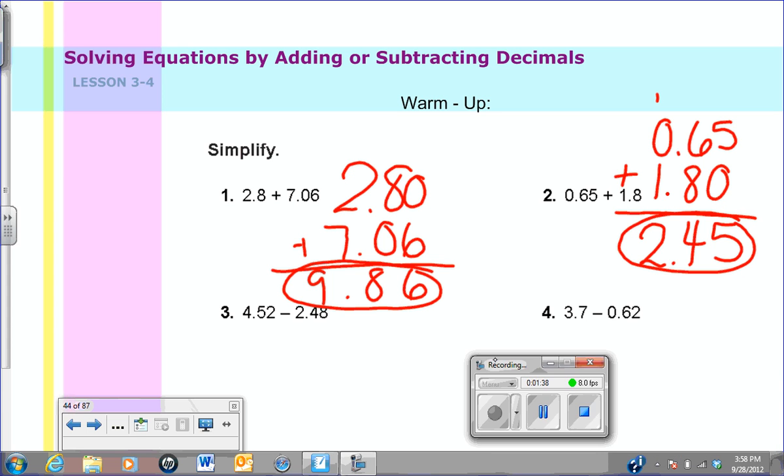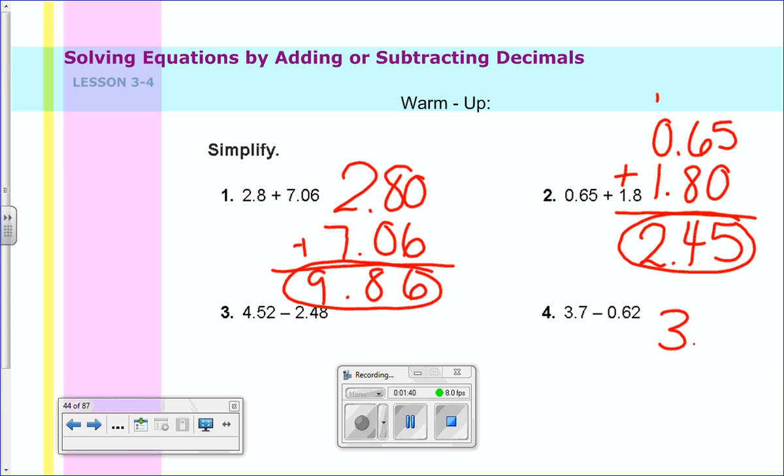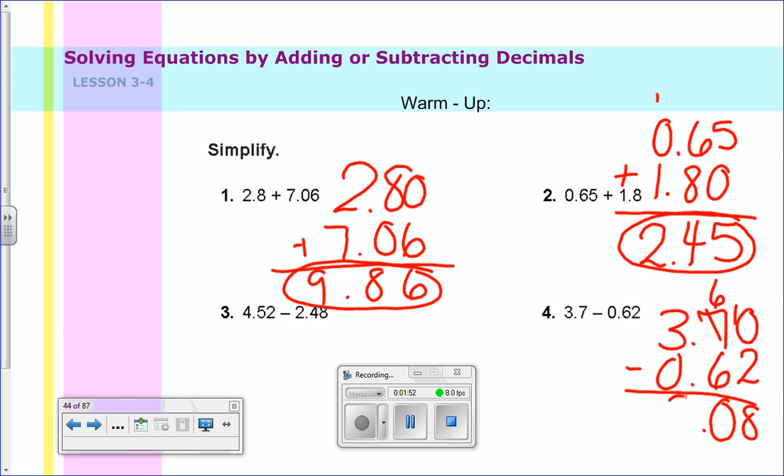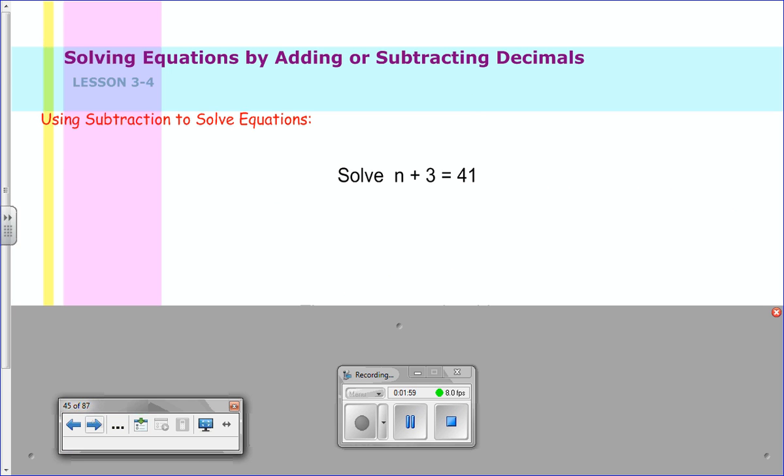Now number 4, I have 3 7/10 minus 62/100. So I switched 3 7/10 to 3 70/100, and now I subtract, and I get 3 8/100. All right, so let's move on to tonight's lesson.